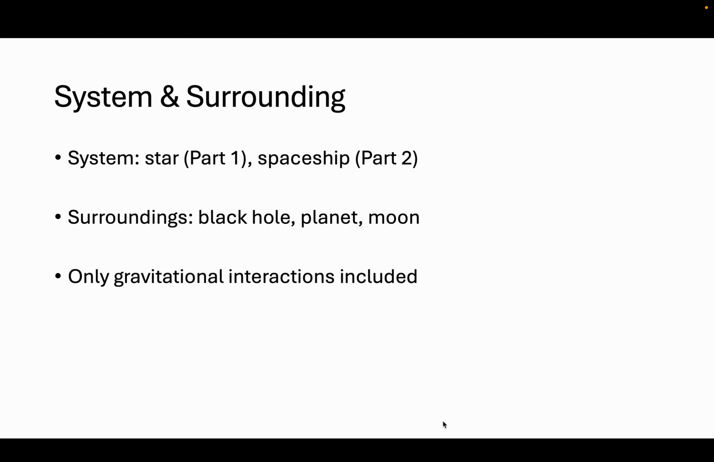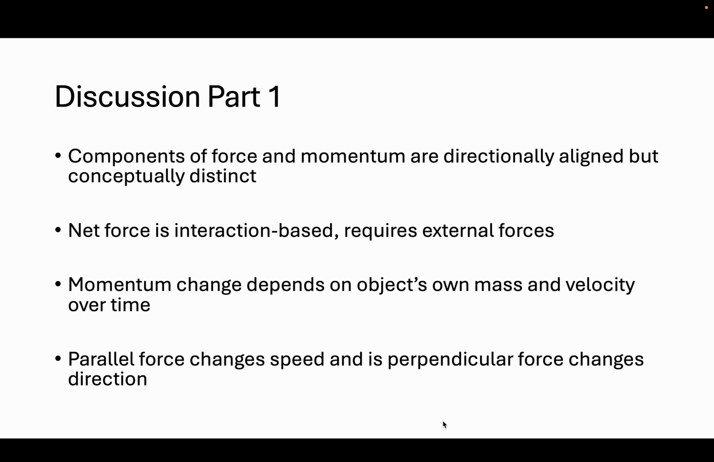In part 1, the system is the star, and in part 2, it's a spaceship. Everything else, the black hole, planet, and moon, are surroundings that exert gravitational forces. For the first question, the components of net force and momentum change point in the same directions, but they are found differently. Net force is calculated by summing external forces acting on an object, like gravity from nearby masses. On the other hand, the rate of change of momentum comes directly from an object's own velocity and mass.